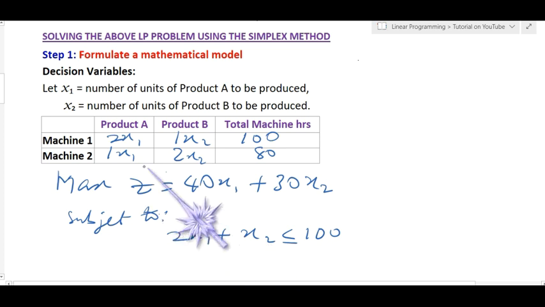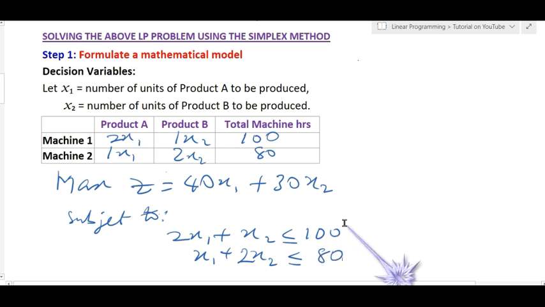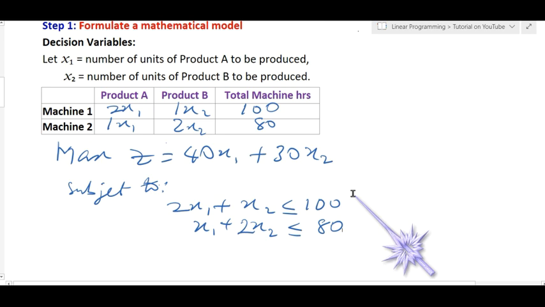Then for the second constraint we have x1 plus 2x2 is less than or equal to 80. Then after that we have the non-negativity constraint, that is x1, x2 greater than or equal to 0.